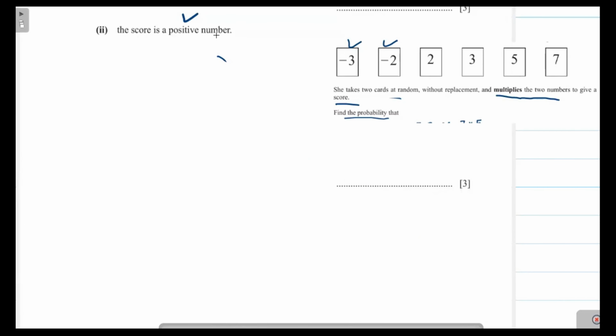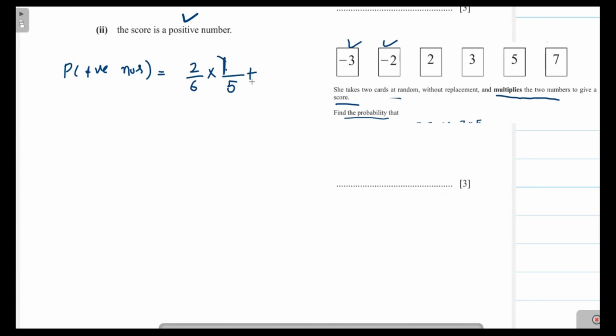The second part: the score is a positive number. Now we have to find the probability of a positive number, and the condition is that you choose 2 cards and multiply, and the answer is positive. One of the possibilities for a positive number is that both cards chosen are negative. Therefore, when you choose the first card negative, it is 2 out of 6 cards total, and when you choose the second card also negative, the remaining negative card will be 1, and the total cards will be 5.